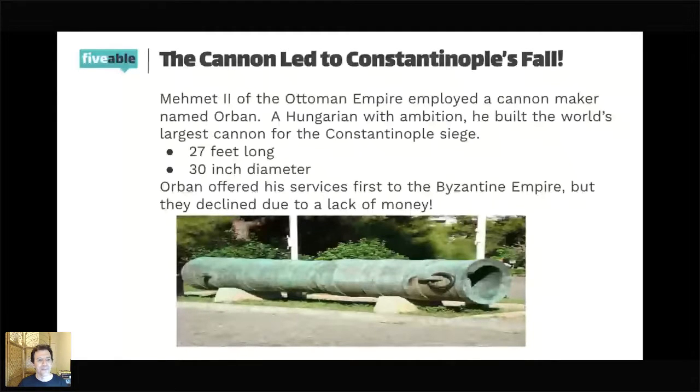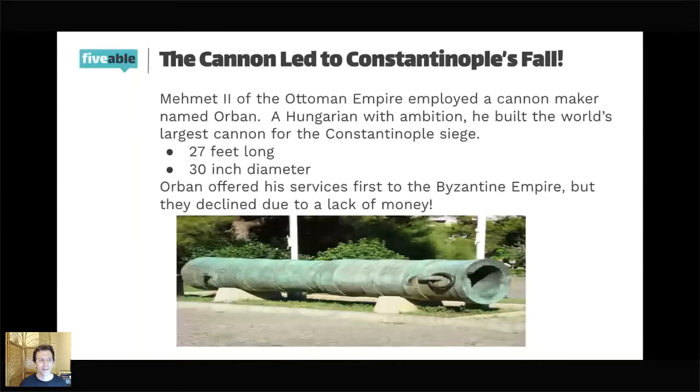So this one was actually employed in the siege of Constantinople by Mehmed II, leading the Ottomans. This is 27 feet long. So imagine you got a cannonball in there. You got a 30-inch diameter tube in there. So you're launching a cannonball from a cannon 27 feet long. Talk about accurate and highly powerful.